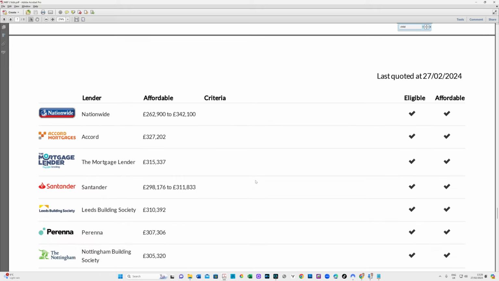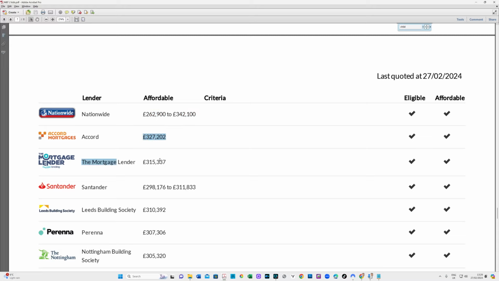So remember, we were looking at the 276,250. So we've got Nationwide coming back on a 2-year or a tracker deal for 262,900. On a 5-year, or on their specific Help in Hand product for first-time buyers, and you've got to meet other eligibility criteria, they could go up to 342,100.